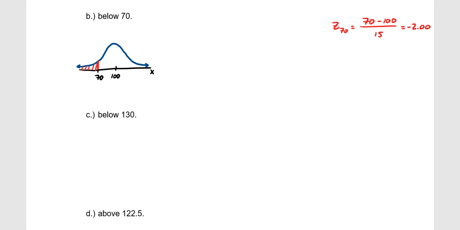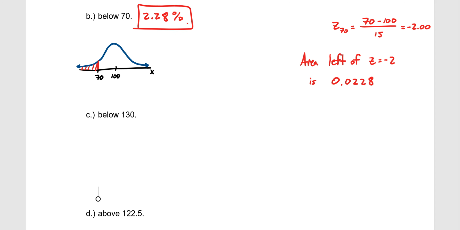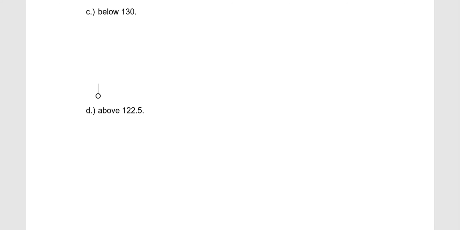So now what we have to do is look at the area to the left of -2. That would end up giving us 0.0228. And as a percentage, that would be 2.28%. So the percentage of people with an IQ below 70 would be 2.28%. And so a couple more. Let's do it for below 130.